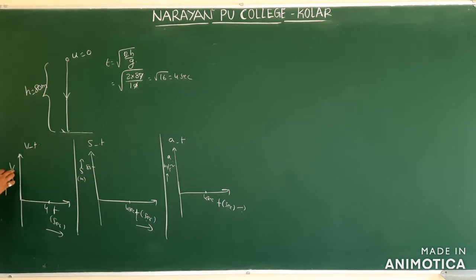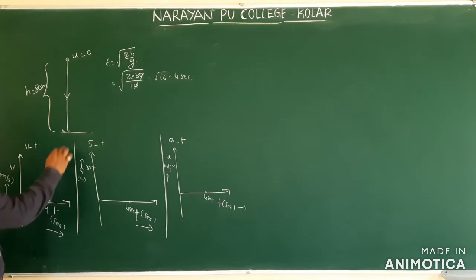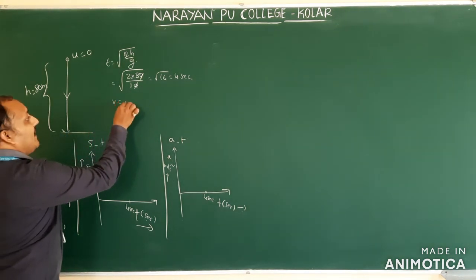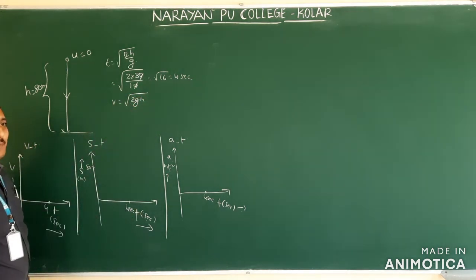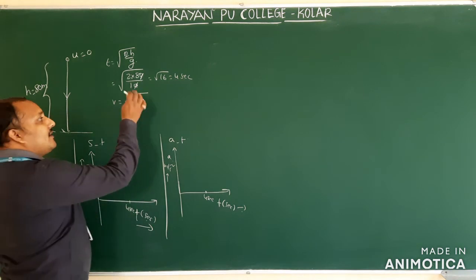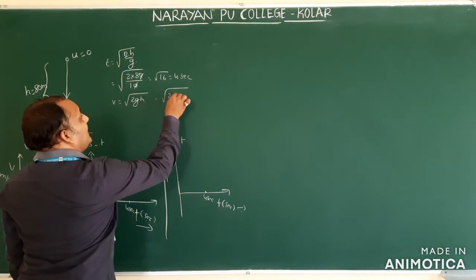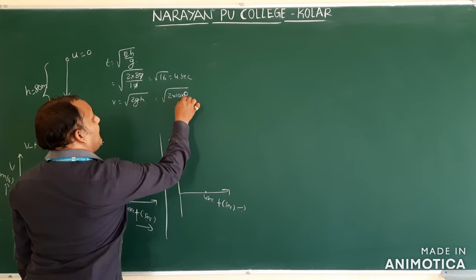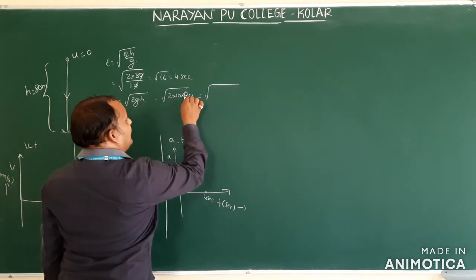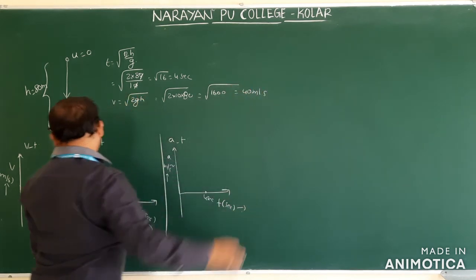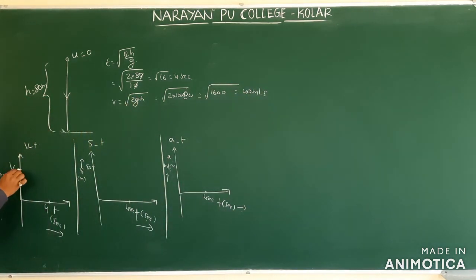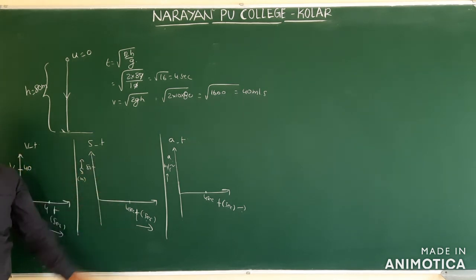Whenever it is touching the ground, what is its velocity? With what velocity is it touching the ground? What is the formula? Root of 2gh, otherwise v is equal to u plus at. That formula also you can take, this formula also you can take; you will get the answer. 2 into 10 into 80, that is nothing but 1600, that is nothing but 40 meters per second. So this value we should take: 40. Now, what is the nature of the graph?